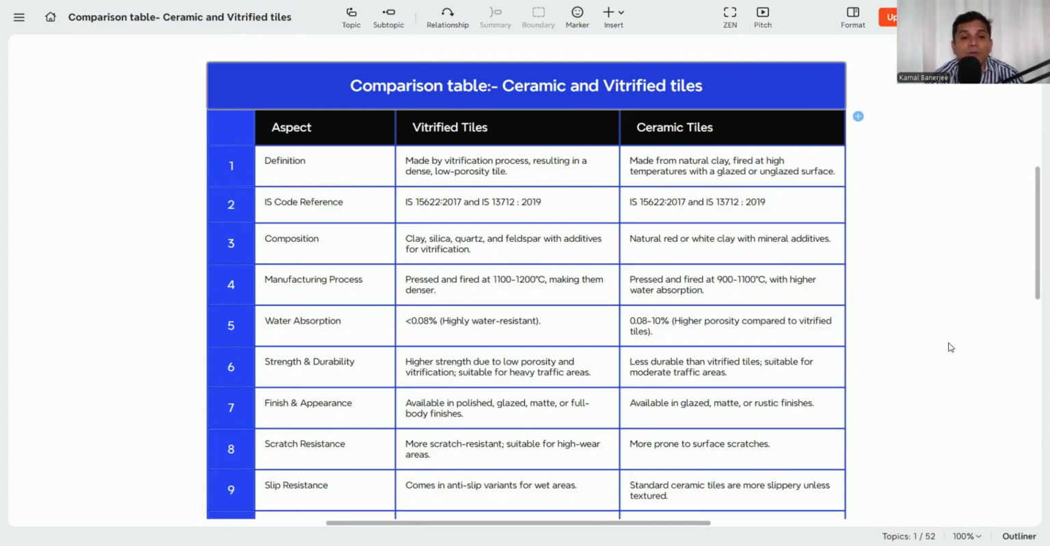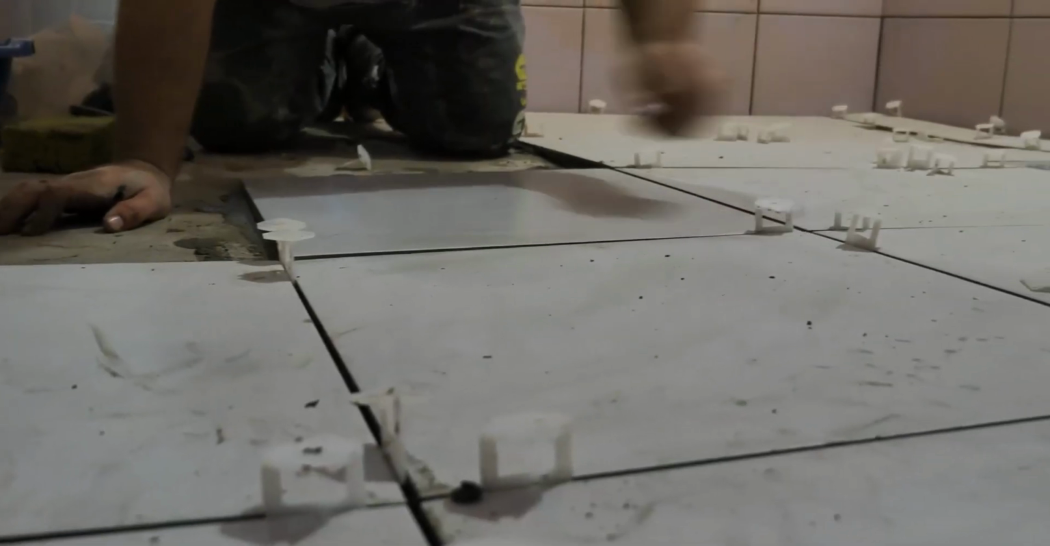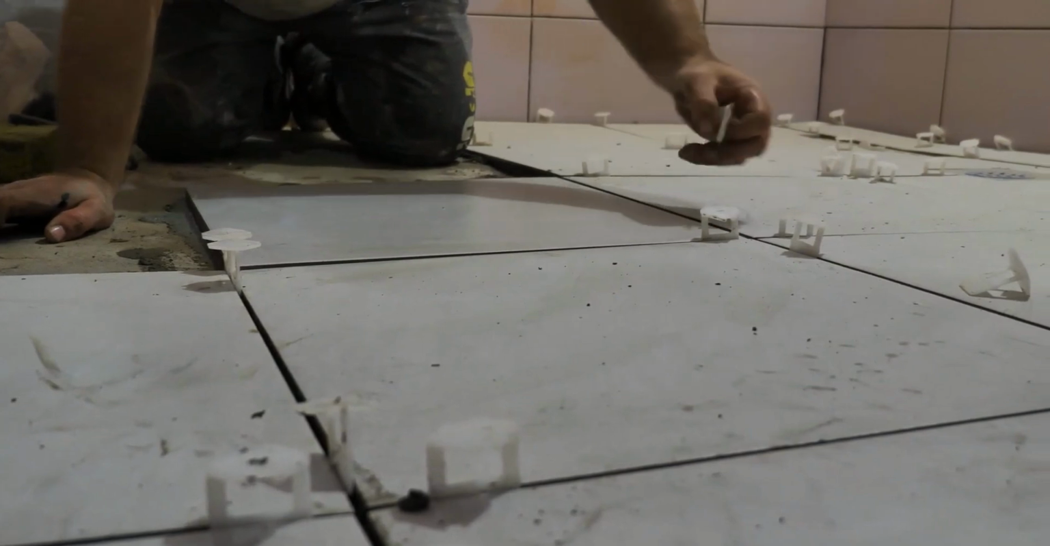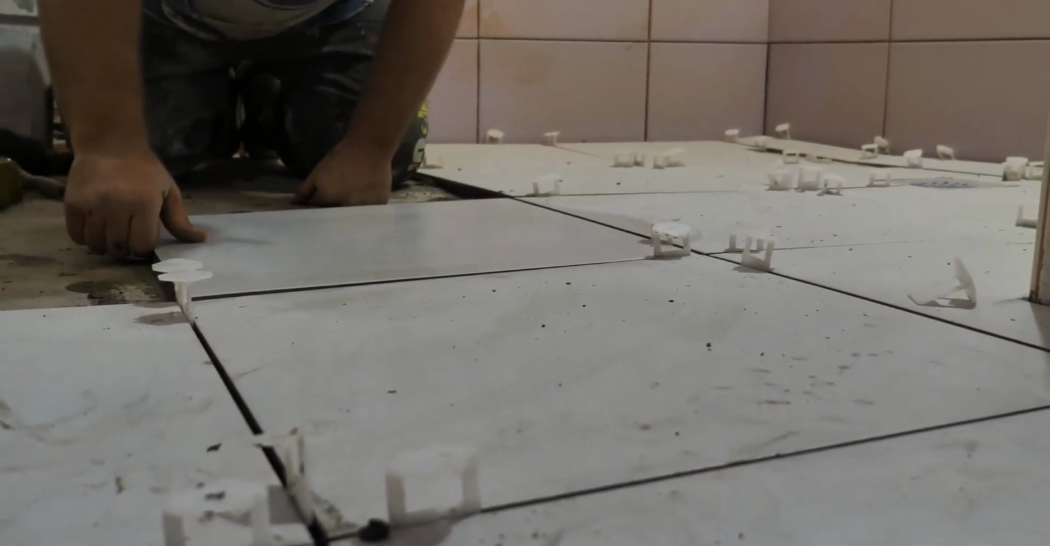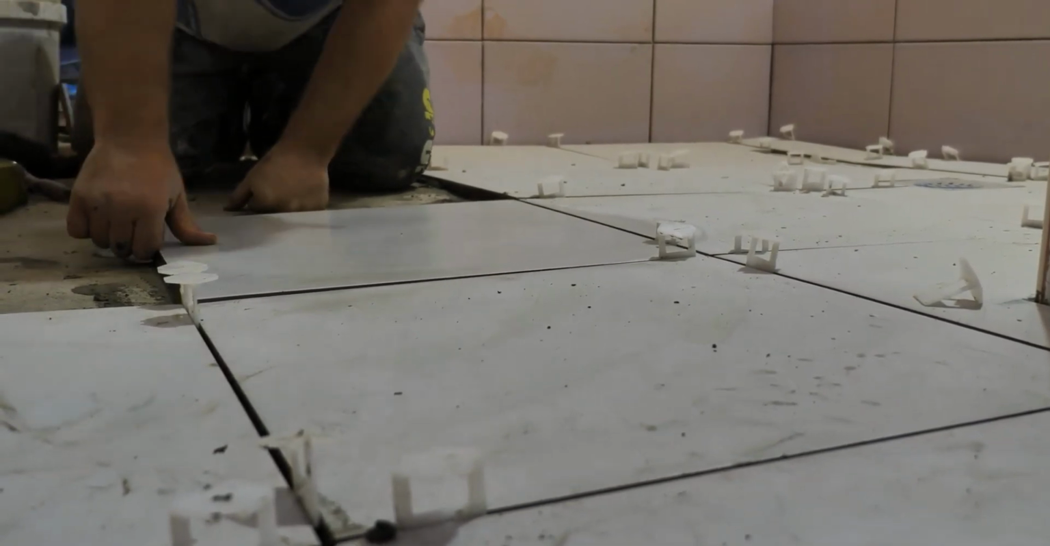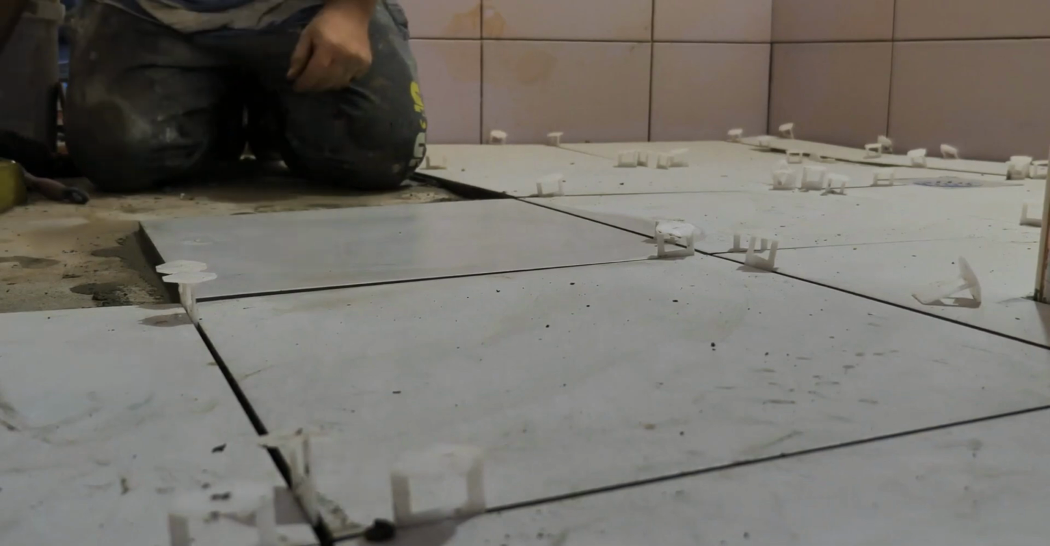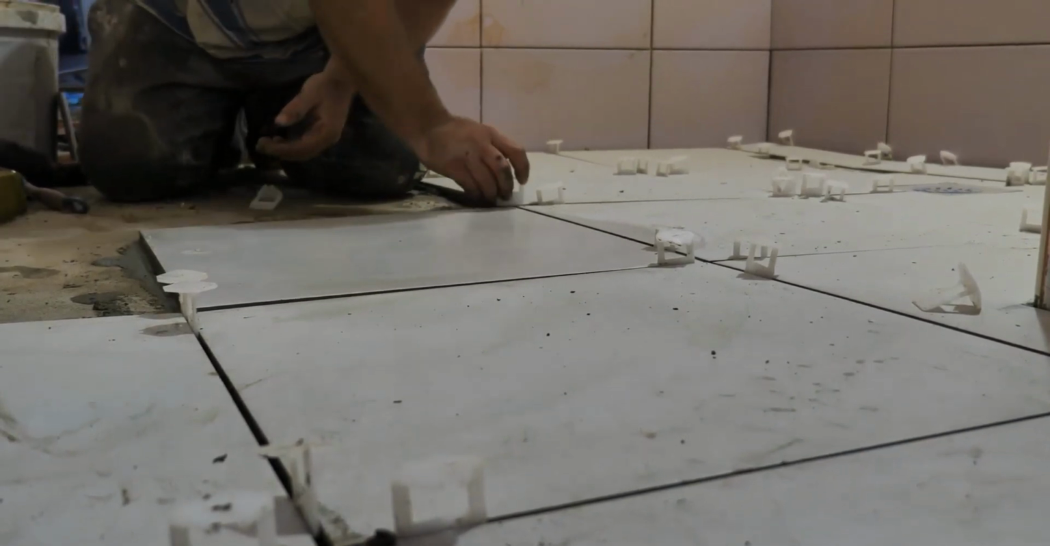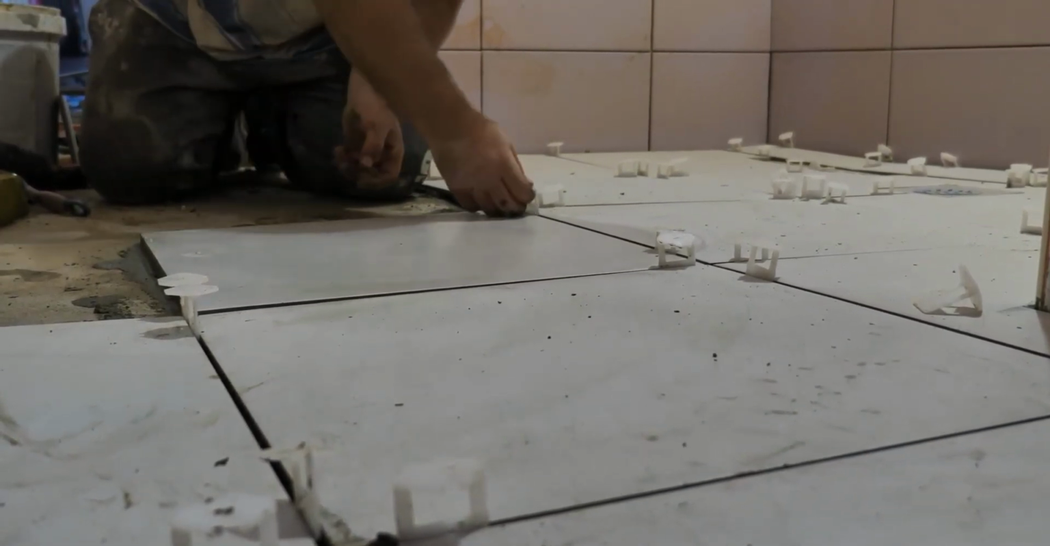And what is the manufacturing process? The vitrified tile is pressed and fired at 1100 to 1200 degrees centigrade, making it denser. But the ceramic tile is pressed and fired at 900 to 1100 degrees centigrade, with higher water absorption. So the manufacturing process is also different, and the main criterion is the water absorption.